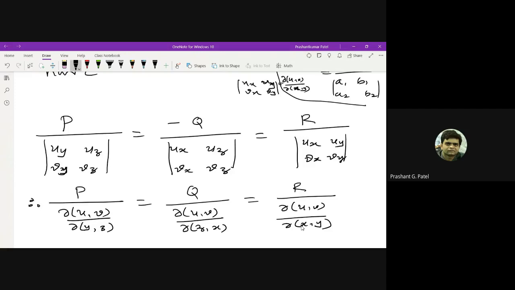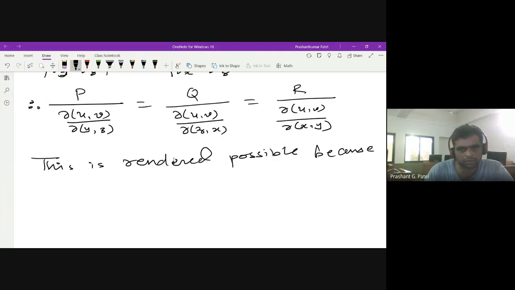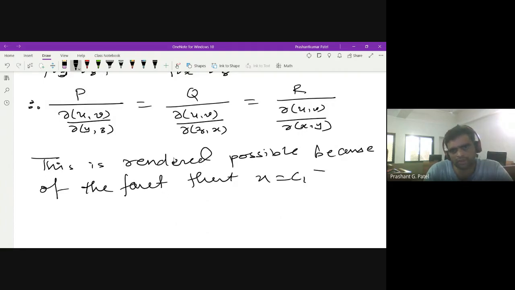So therefore we'll have this, and this is possible because of the fact that u equal to constant and v equal to constant are independent.